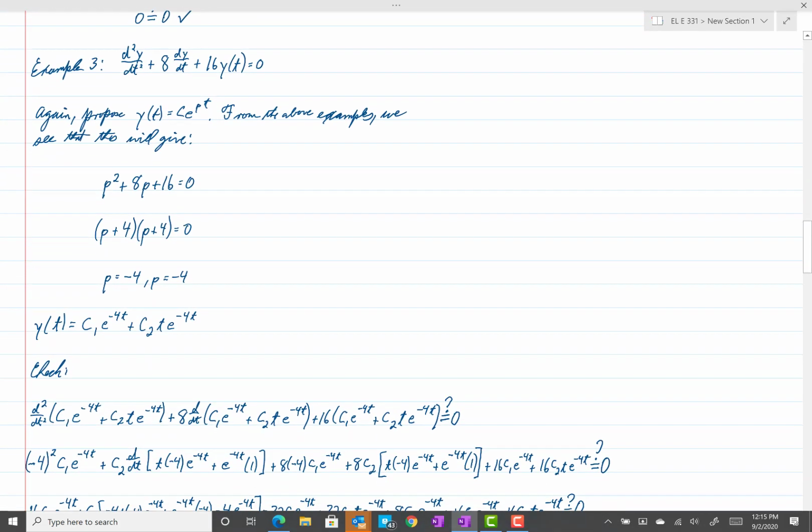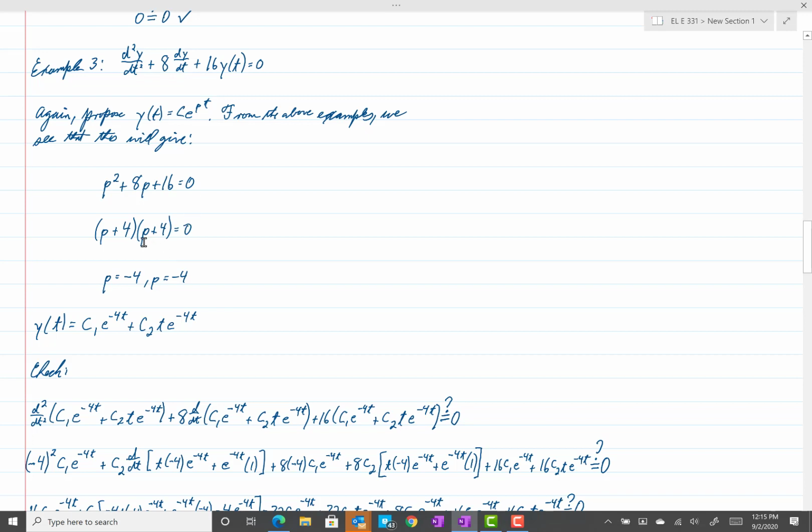Now let's go to another possibility. d squared y dt squared plus 8 dy dt plus 16y is equal to 0. Now that we've seen this procedure twice, I hope you will agree that when we propose the solution of the form y of t equals ce to the pt, we're going to conclude this. Again, as before, d squared y dt squared becomes p squared, dy dt becomes p, so we're going to have p squared plus 8p plus 16 equals 0.